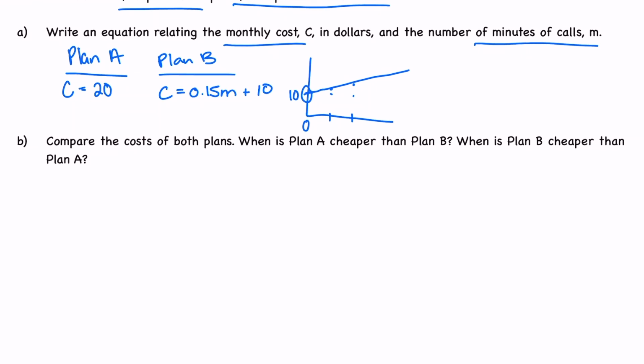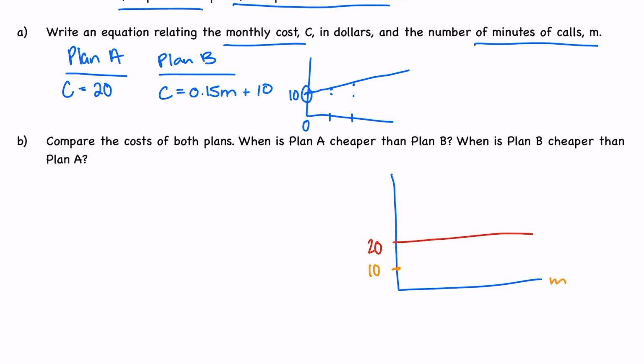Part B says to compare the costs of both plans. When is plan A cheaper than plan B, and when is plan B cheaper than plan A? So if I were to draw a rough sketch of the graphs of each of these plans, plan A would look like a flat line at y equals 20, because no matter what your x value is, you pay $20 per month. For plan B, I'll do that one in orange, but you start off by paying $10 per month, but then you pay an additional 15 cents per minute.